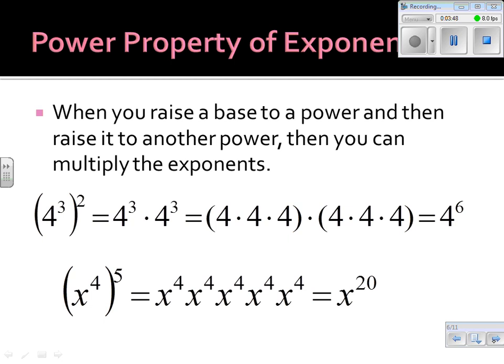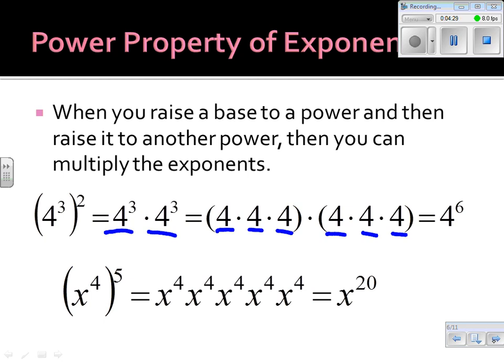Next, we have the power property of exponents. This means when you raise a base to a power and then raise it to another power, you can multiply the exponents together. In our first example, we have 4 to the 3rd power all raised to the 2nd power. This means everything inside of the parentheses is being raised to the 2nd power. So if we were to write this in expanded form, it becomes 4 cubed times 4 cubed. If we were to expand this out even more, we would have 4 times 4 times 4 times 4 times 4 times 4. If we add up all of the 4's together, we get 4 to the 6th power.